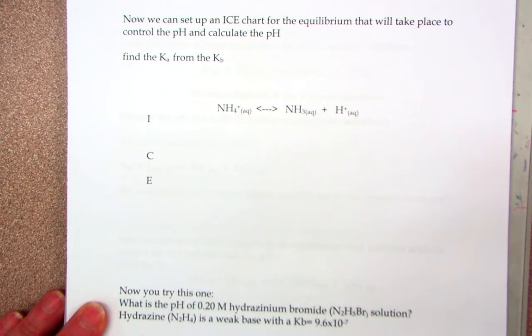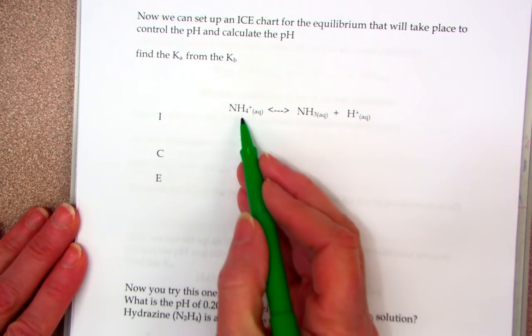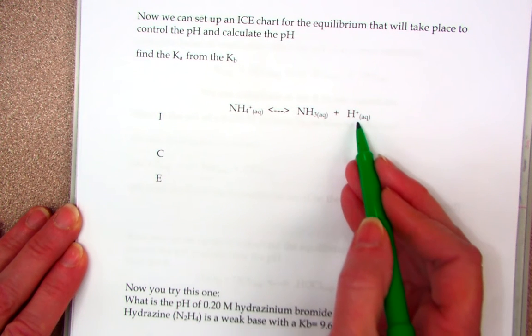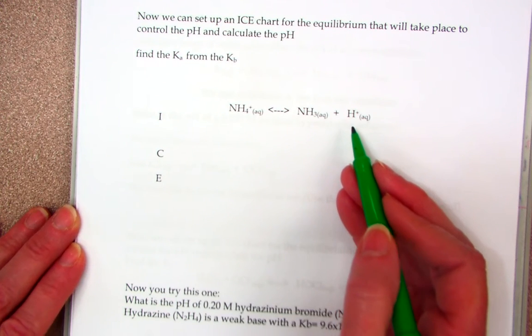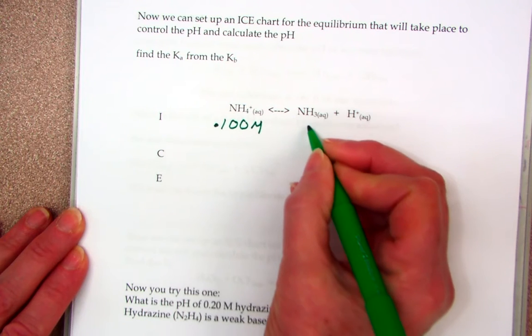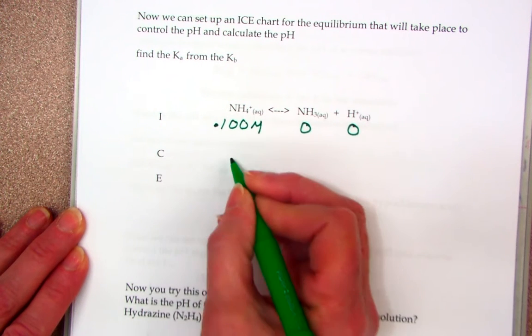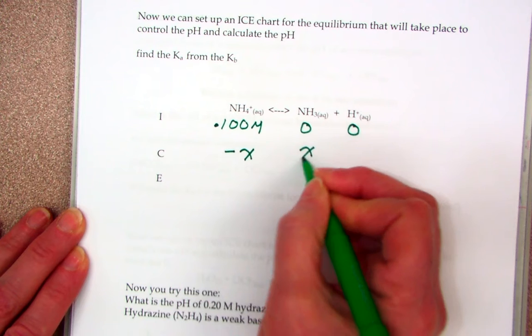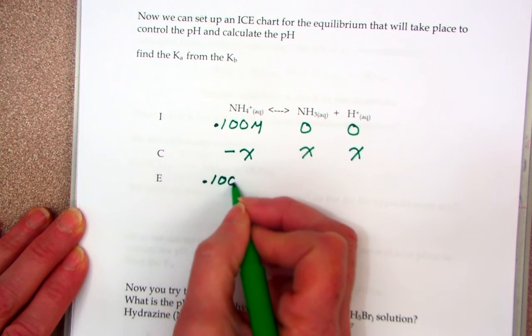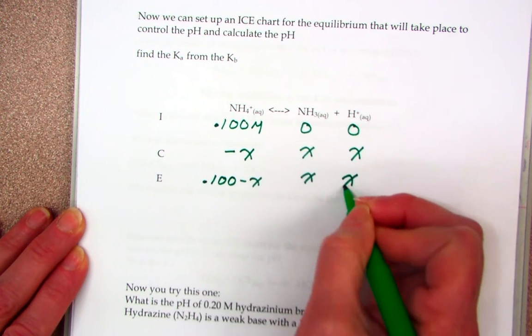So now we can set up the ICE chart for the equilibrium that's going to control the pH. And this is where it gets messy. You know how to do the math for an ICE chart. But now this ICE chart is the ammonium ion in equilibrium with ammonia plus a hydrogen ion. So this will be an acidic solution. We set up our chart. We have 0.1 molar ammonium, 0 and 0. This changes: it goes down by X, up by X, and up by X. At equilibrium, I have 0.1 minus X, X, and X.